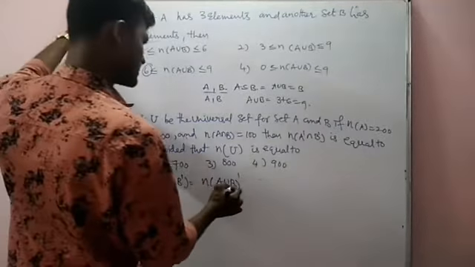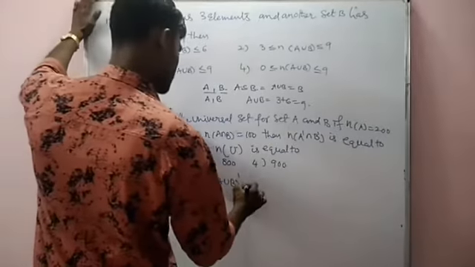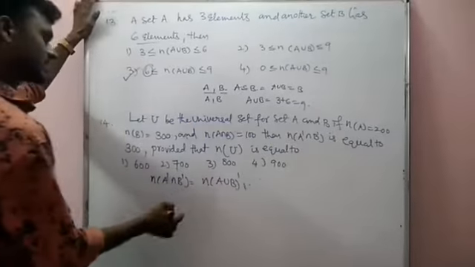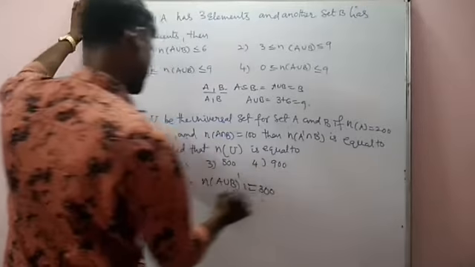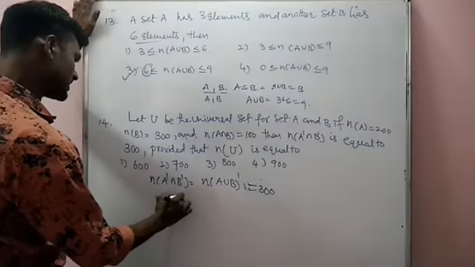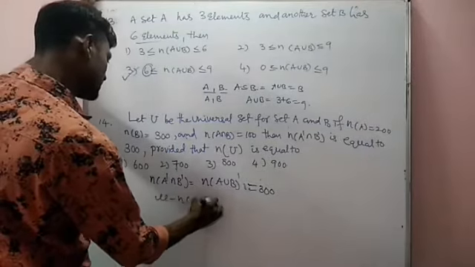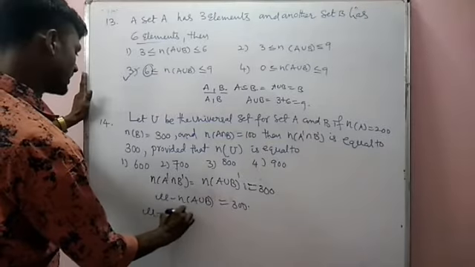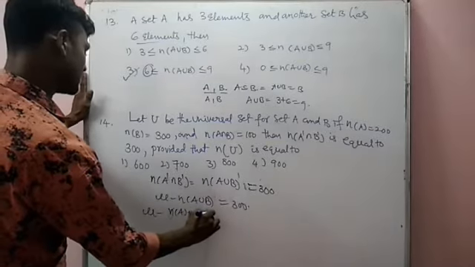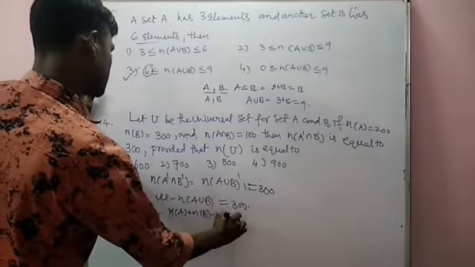This one is rewritten as this value already given, which is equal to 300. Then this is written as n of U minus n of A union B is equal to 300. Here n of A union B is written as n of A plus n of B minus n of A intersection B is equal to 300.